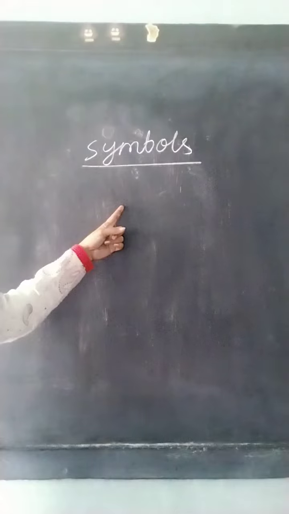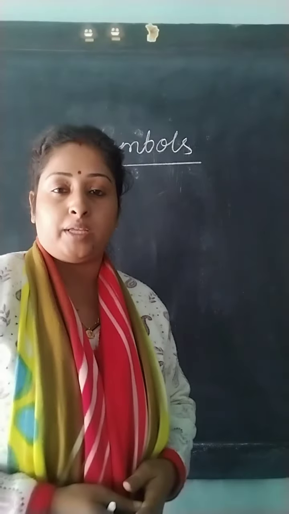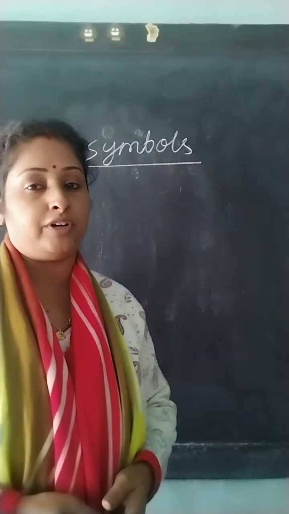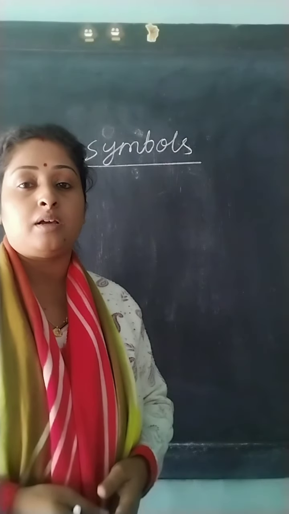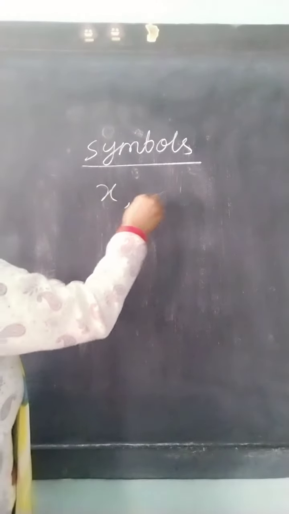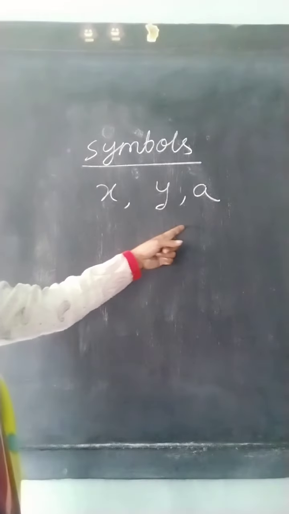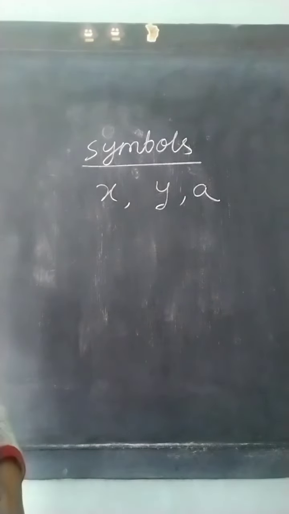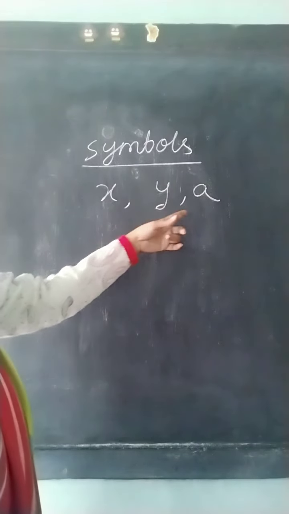Now we all know that in arithmetic we solve problems with digits. Problems of arithmetic can be solved with the help of different digits. But in case of algebra, we use different alphabetic symbols, say for example X or Y or A. These types of alphabetic symbols we use generally in algebra. How? They can be used to express different values.